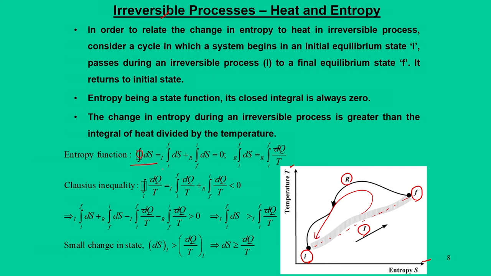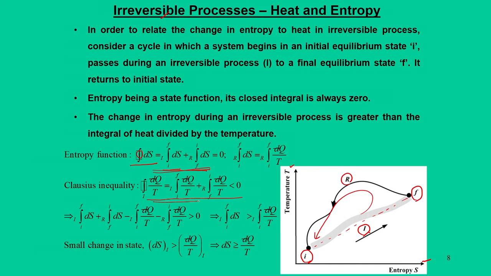So, this consists of two paths: the entropy change for this irreversible path I and the entropy change for this reversible path R. So, the system goes from I to F, integral of I to F dS, plus the system again goes from F to I, integral of dS, that is for the reversible path. Now, combining this together, this is what you write for entropy, and what you can write with respect to Clausius inequality from these equations.